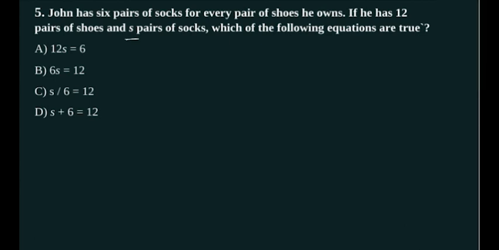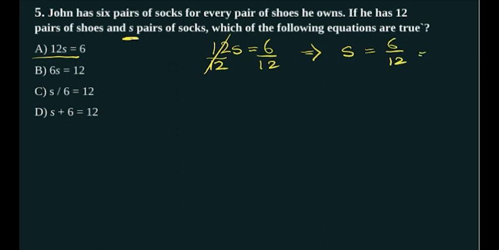So how are we going to do that? Well, we're going to get this value here, S. So let's say for the first one, 12S is equal to 6. Divide both sides by 12. And therefore we're going to get a cancellation over here. And as you can see then, S is equal to 6 over 12, which is also equal to 1 over 2. Okay, so that would be a half pair of socks, which doesn't really make sense.